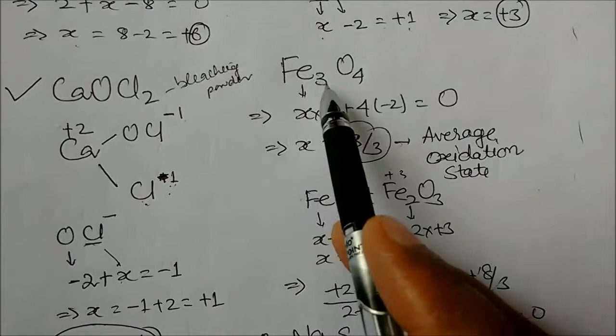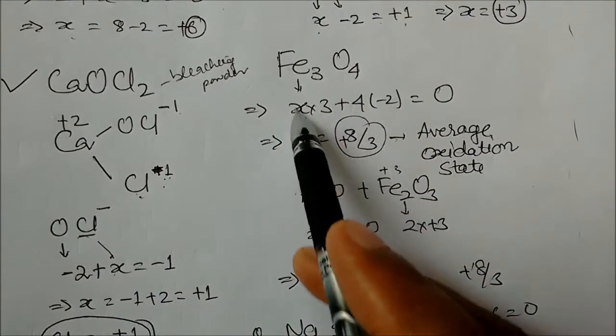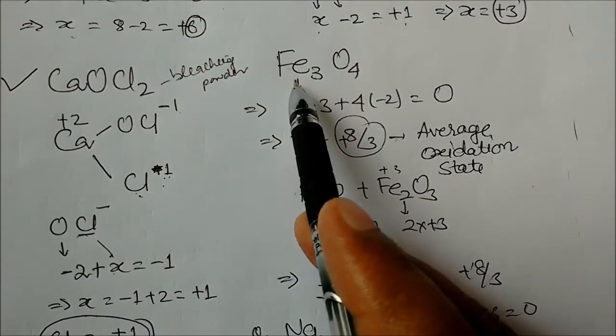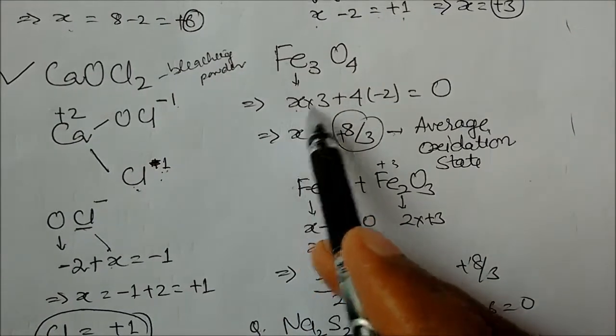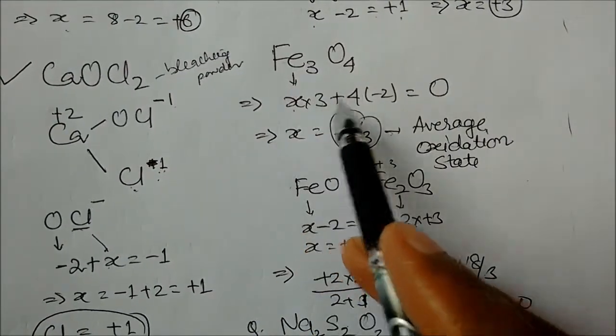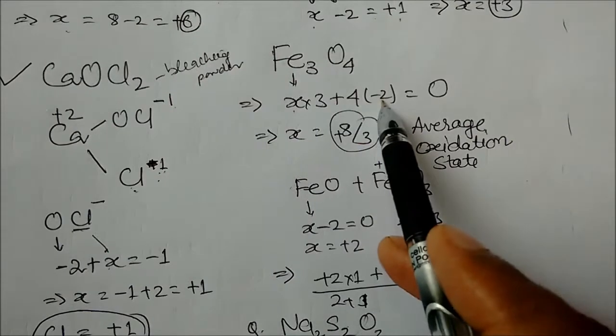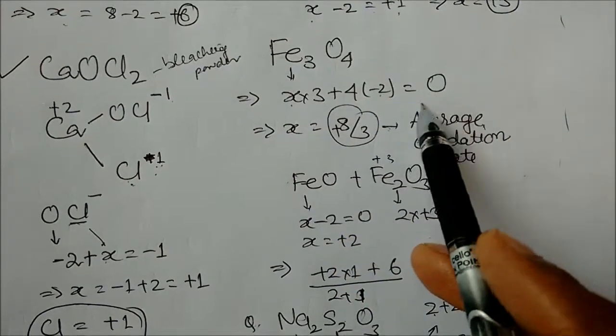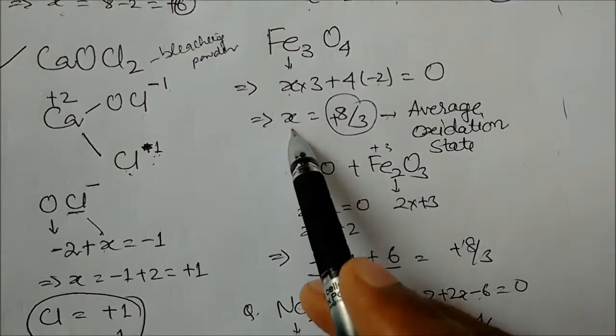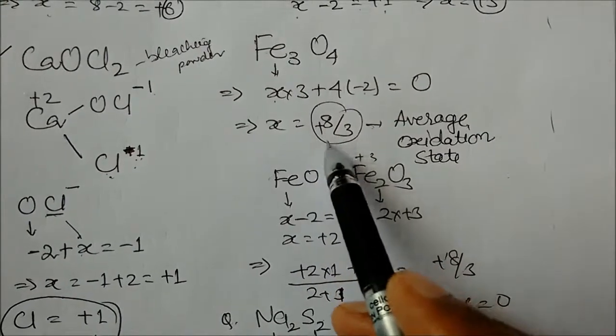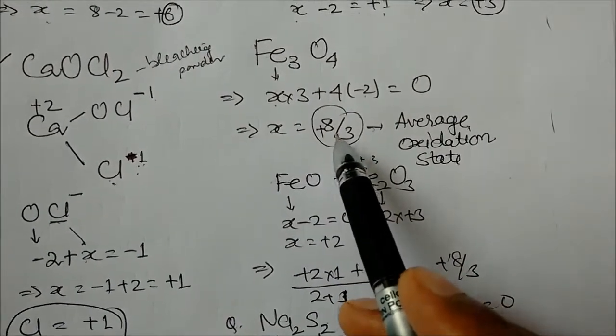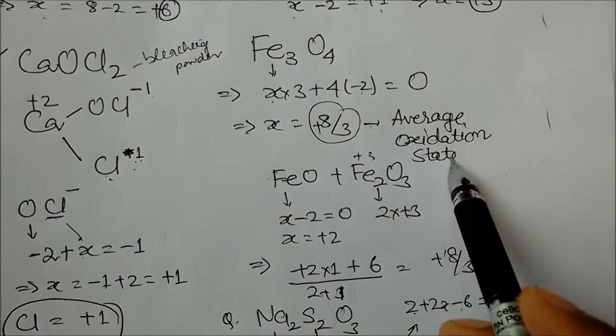Now next is Fe3O4. How to find this one? Here we take Fe, which you don't know, because this belongs to transition elements. So put x, 3 into x, and there are 4 atoms of oxygen. Oxygen we know is -2, so the total will be 0. On solving we will get the oxidation state of iron is +8/3. What is the meaning of +8/3? It means this is the average oxidation state of iron.